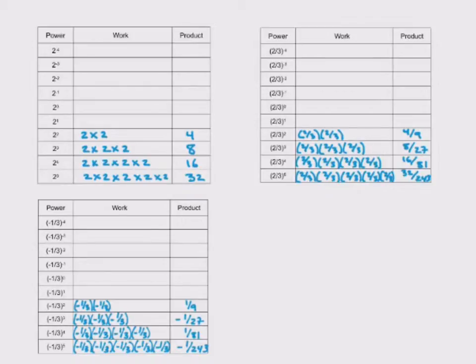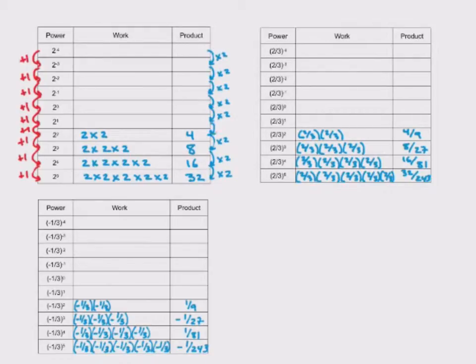Alright, now that we got this work done, it's time to see if we notice any patterns. And one pattern that I notice is, for example, looking at the 2 table, every time our exponent increases by 1, of course it's no surprise that we keep on multiplying by an additional 2, so the product gets multiplied by 2. And there's no reason to think that that pattern would only happen for positive exponents, meaning that pattern must have been happening this whole table, even though we haven't filled it out.